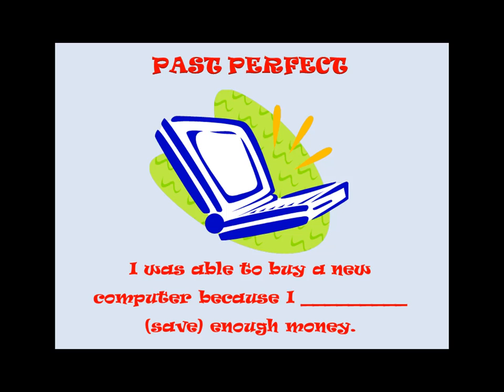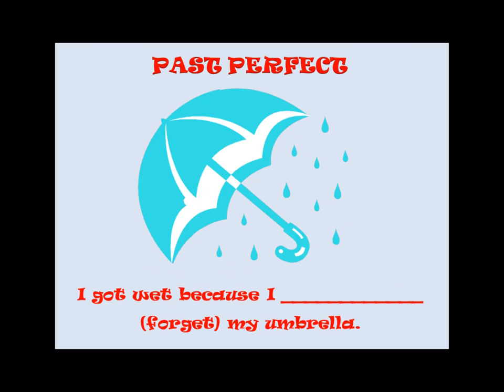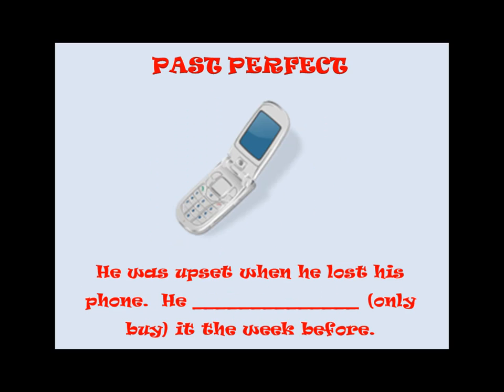I was able to buy a new computer because I saved enough money. So how could I manage to buy a laptop? Because I had saved enough money. So the first action is that I had saved enough money. I got wet. How? Because I had forgotten my umbrella. So the first action, before I went out, is that I didn't take my umbrella with me, so I forgot it at home. And as a result, I got wet. And we say I got wet because I had forgotten my umbrella.